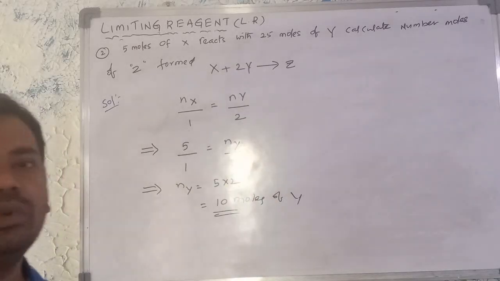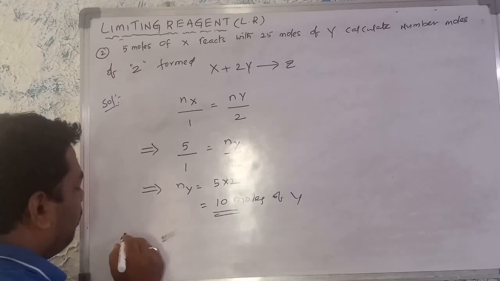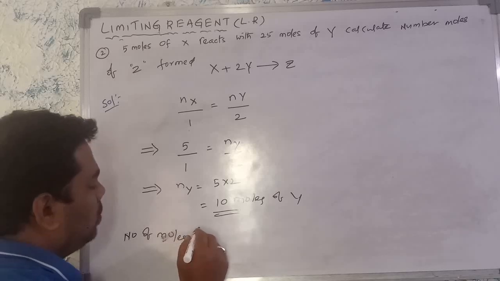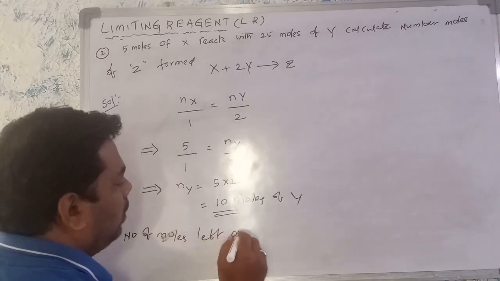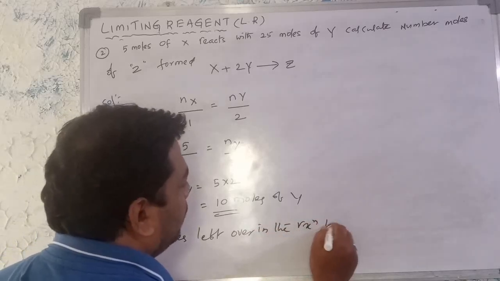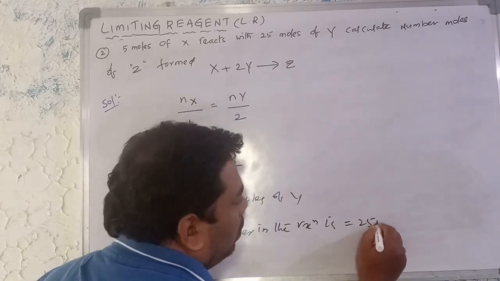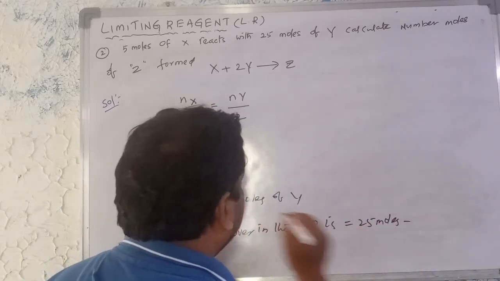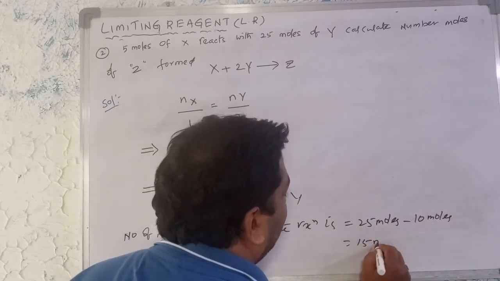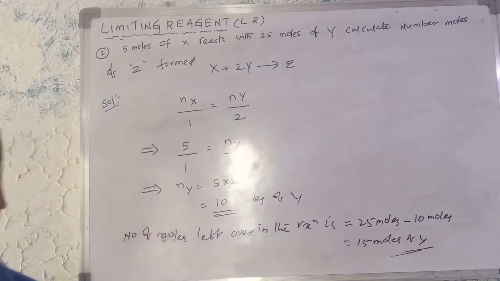Now we will calculate the number of moles of Y left over in the reaction. The total number of moles mentioned in the question is 25 moles. The number of moles left over in the reaction is 25 moles minus the consumed 10 moles, that is equal to 15 moles. So 15 moles of Y is not consumed in the reaction.